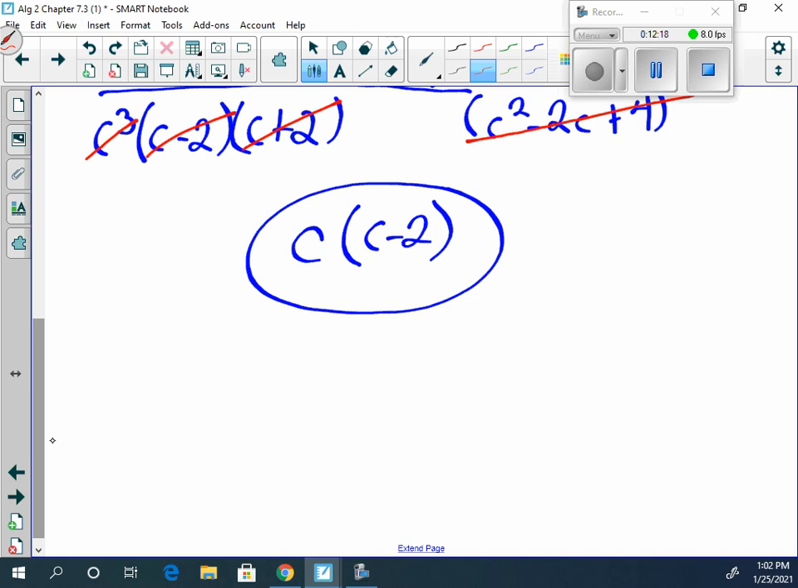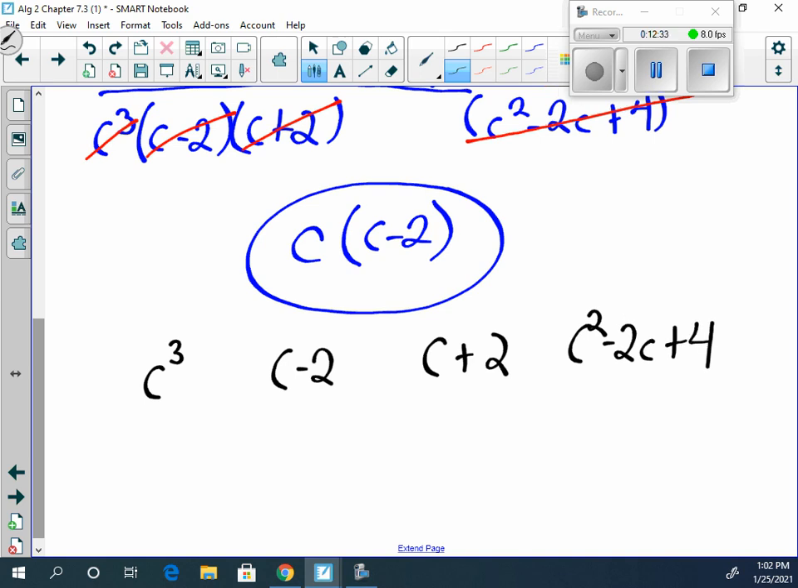Now we still need to find our restrictions. So the things that simplified out on bottom were C cubed, C minus 2, C plus 2, and C squared minus 2C plus 4. We have these 4 things. They were all in the denominator, and they all simplified out, yes? Now, what did we say about C squared minus 2C plus 4? Why didn't we factor it or do anything with it? It's already simplified. We don't have any factors, or let's actually be more mathematically correct. We don't have any real factors.